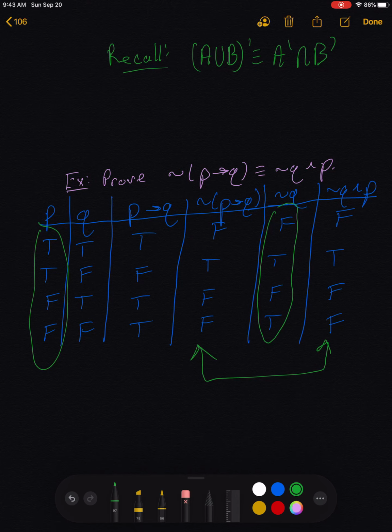So when we're asked to show or to prove that 2 statements are logically equivalent, all we're going to do is just build a truth table and show that their truth columns are the same for each case.